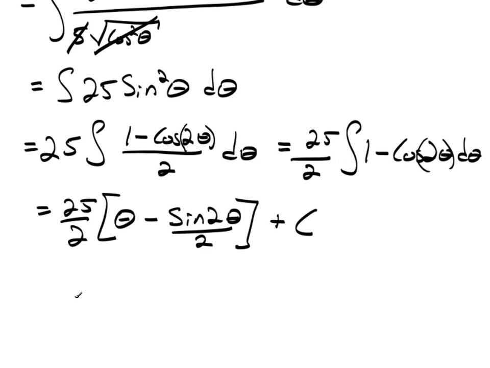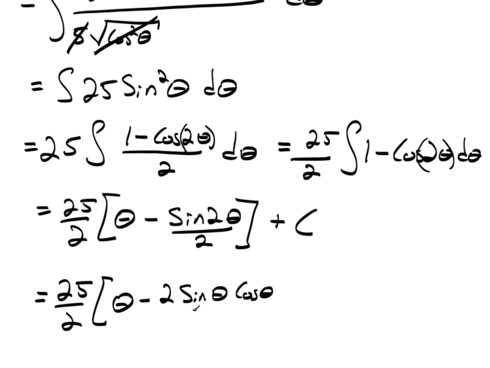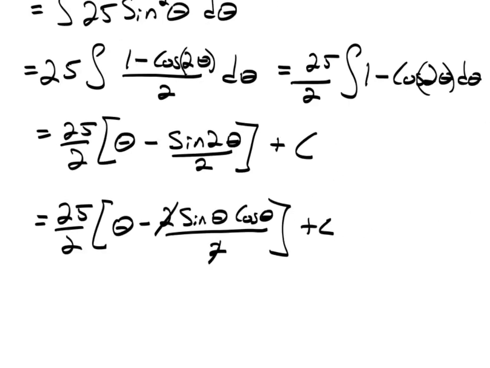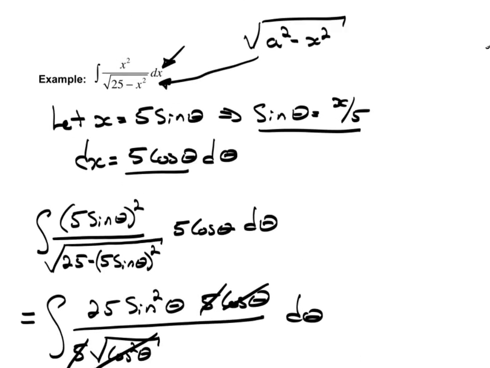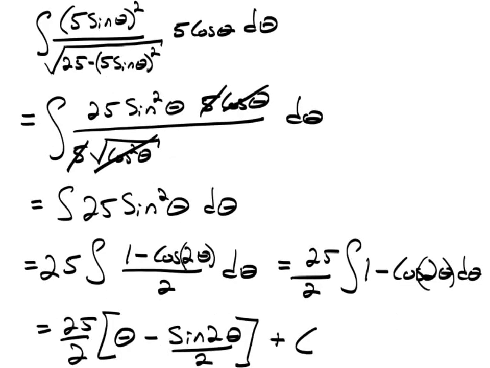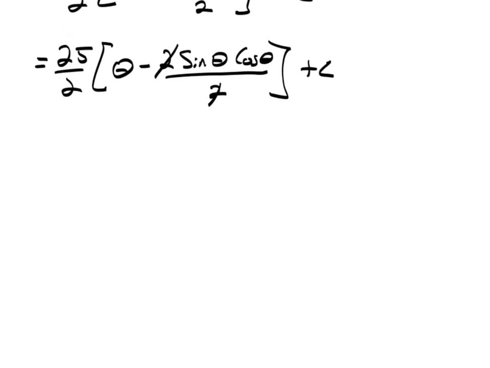Now, I'm going to use one more identity because I know it's about to make my life a little bit easier. Sine of 2 theta can be written as 2 sine theta cosine theta, which means these 2's will cancel out, plus c. Okay, now remember way up here, we said that because of this substitution, I know that sine equals x over 5. That's actually pretty important. I'll write that down again. We know that sine of theta equals x over 5.